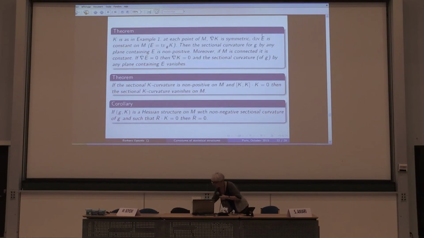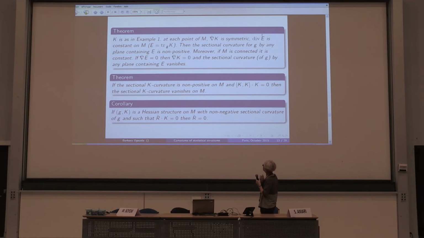Another theorem says that if K is as in example 1, that means this example with lambda, lambda half, and so on, at each point of M, and if nabla hat K is symmetric and the divergence of the mean difference vector field is constant on M, then the sectional curvature for G by any plane containing E is non-positive. If, moreover, M is connected, then it's constant. If this vector field E is parallel, then the sectional curvature by any plane containing E vanishes.